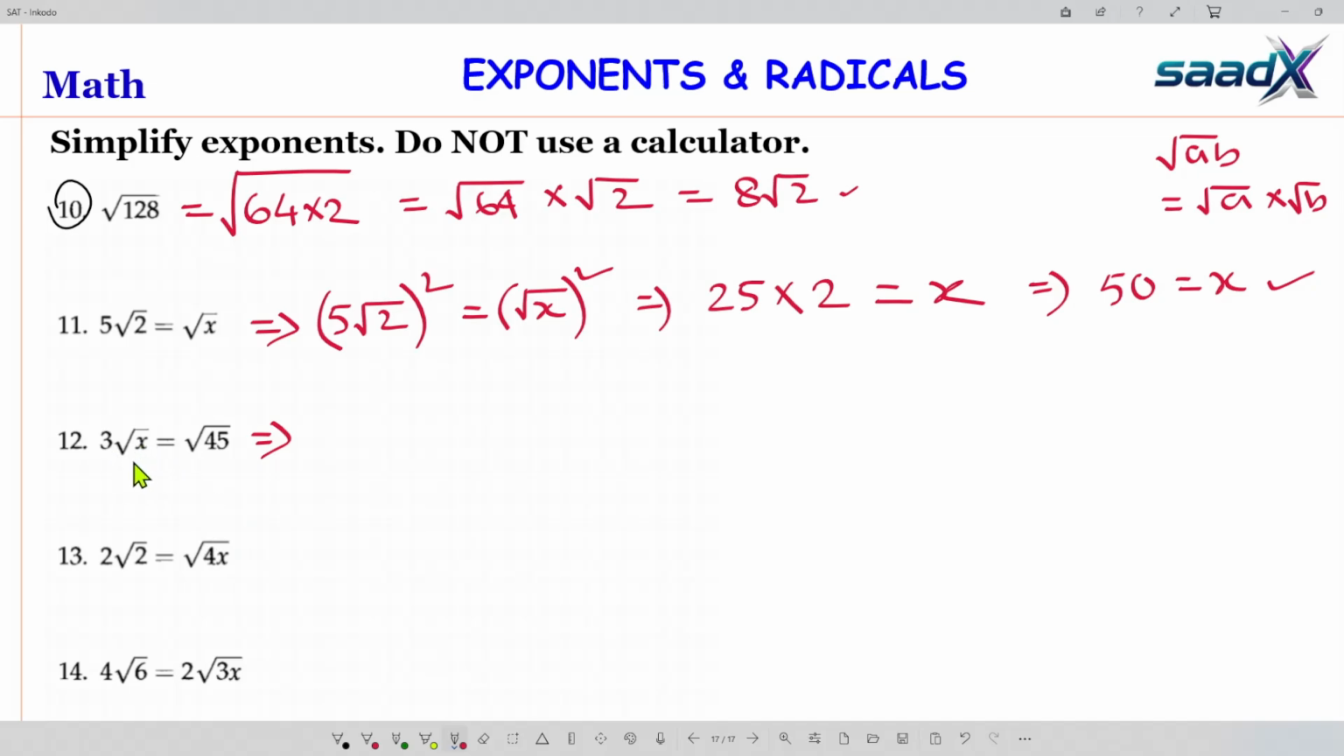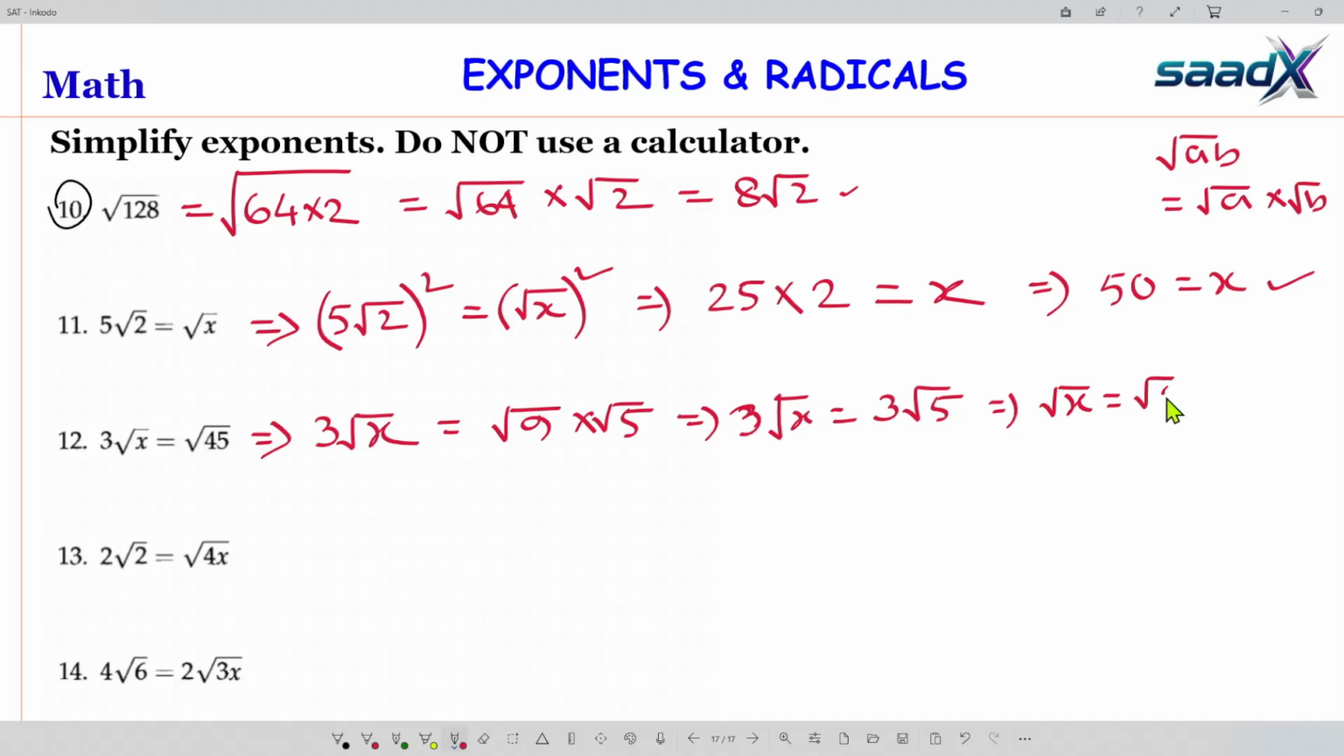Next, here is 3 root x equals root 45. This 45 we can write as root 9 times root 5. So here will be 3 root x equals root 9 means 3, and here is root 5. Now we can divide both sides by 3. So root x equals root 5. Once we square both sides, x equals 5.